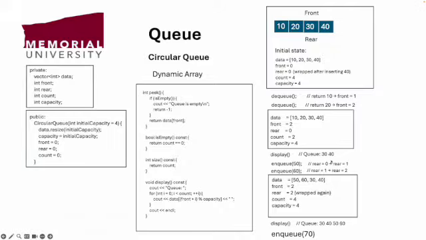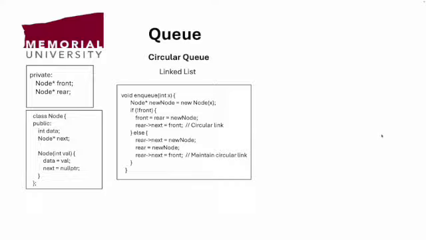Questions so far for the circular queue by dynamic array? Okay, good. Let's keep going. Let's implement it by linked list now.